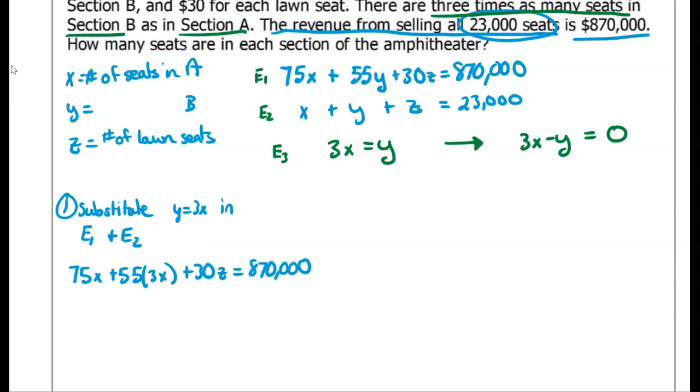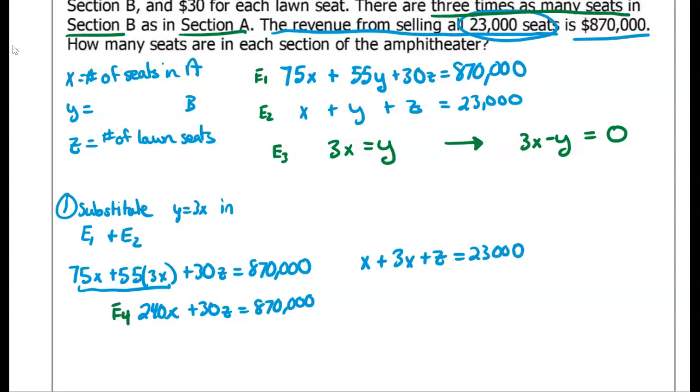And if you go ahead and simplify that real quick, that's 75x, 3 times 55 plus 75 is 240. So what I did was I added these together. Plus 30z equals 870,000. Okay, that's my equation. I'm going to call this equation 4. I just made a new equation. All right, let's also do this into equation 2. So x plus, instead of y, we're putting 3x, plus z equals 23,000. Okay, that's 4x plus z equals 23,000. Let's call that equation 5.